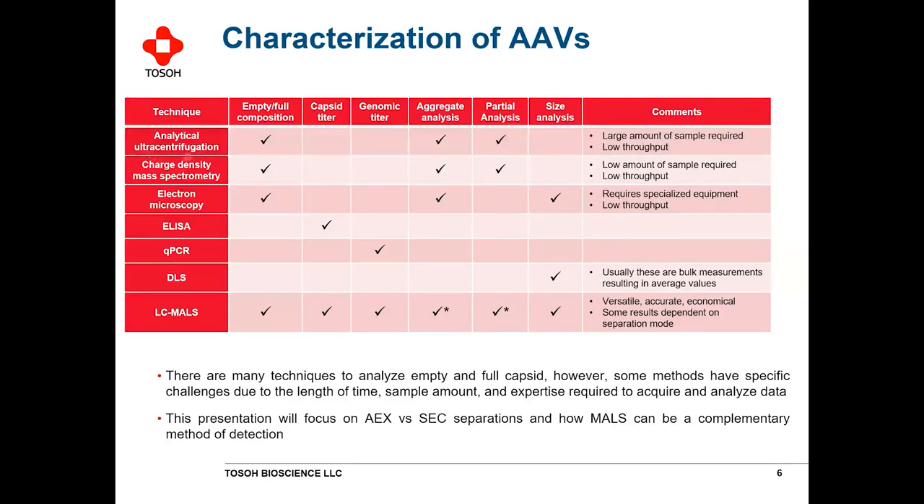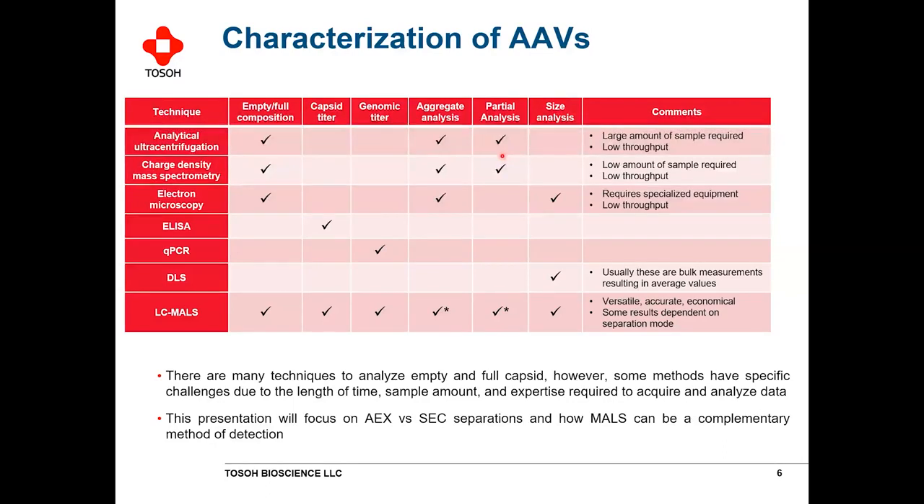One of the most common methods that I see folks use is analytical ultracentrifugation. I would say to many, this is considered a gold standard of AAV analysis for a couple of reasons. One of the reasons is we can get an empty full composition on the AAV. It gives us an analysis about other aspects, including aggregates as well as partial analysis. So say you have that unwanted impurity DNA within your AAV capsid.